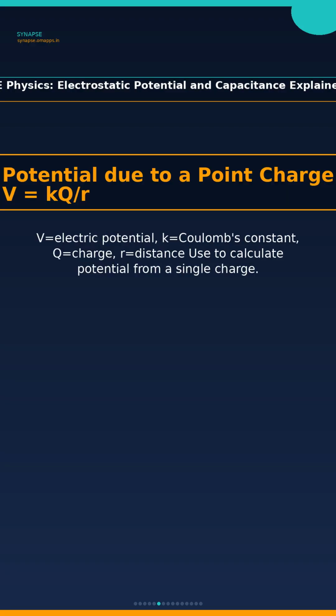Alright, let's get to a super important formula. V equals kq over r. V is the electric potential, k is Coulomb's constant, q is the charge, and r is the distance. Remember this formula. You'll use it a lot when calculating the potential from a single charge.